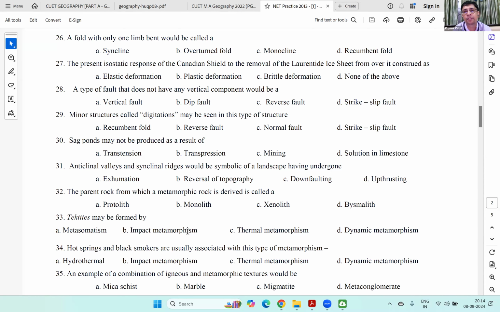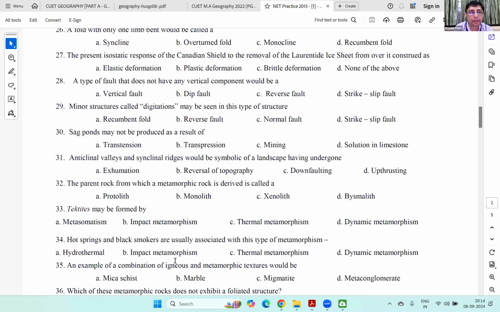Then, combination of igneous and metamorphic texture is what? Mica schist, marble, migmatite, metaconglomerate. What type of rock has both igneous? It is part igneous, part metamorphic. Answer is migmatite. Okay, 35C.